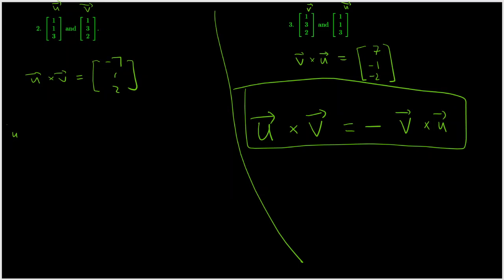Anybody want to compute this? By that we mean I want you to compute the dot product of u, which has three components, 1, 1, 3, and the cross product of u and v, which has three components: -7, 1, and 2. I'm going to motivate another property.